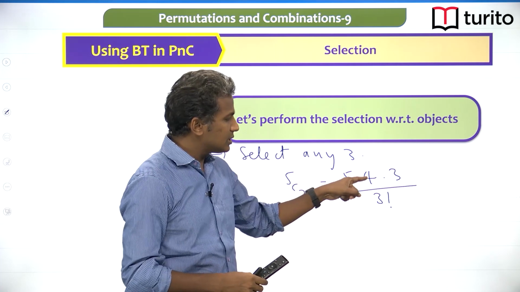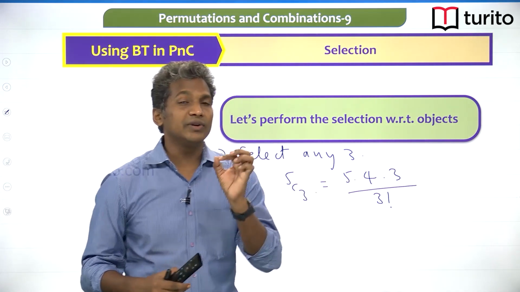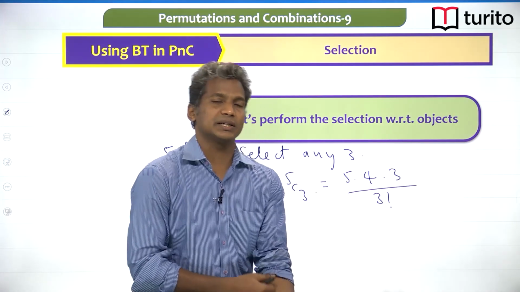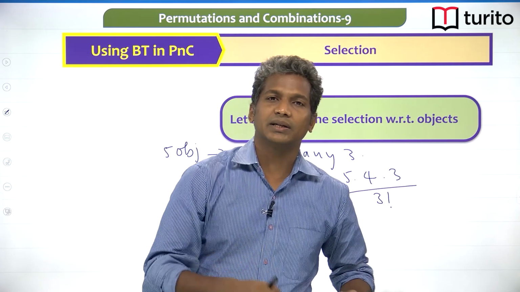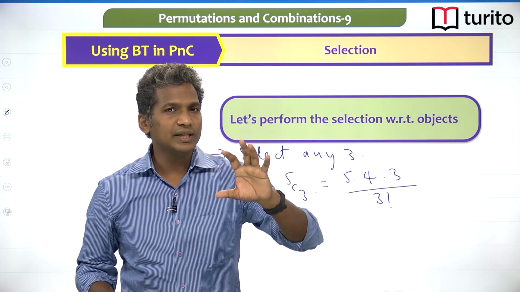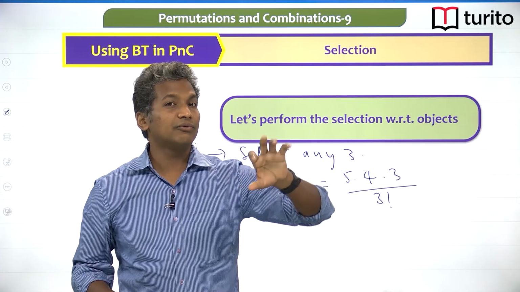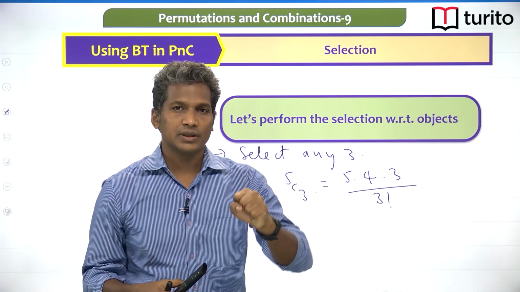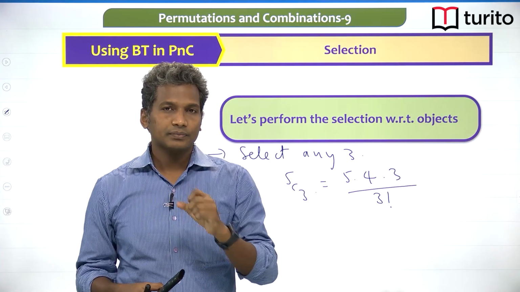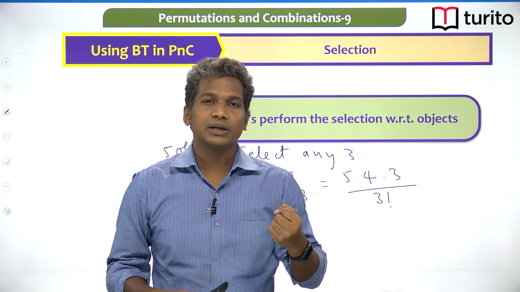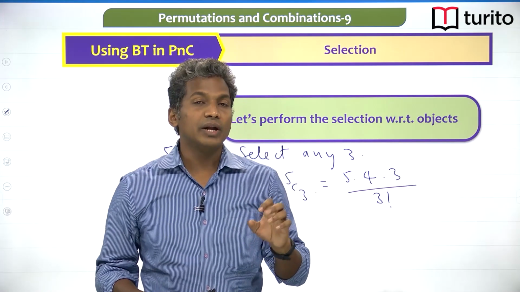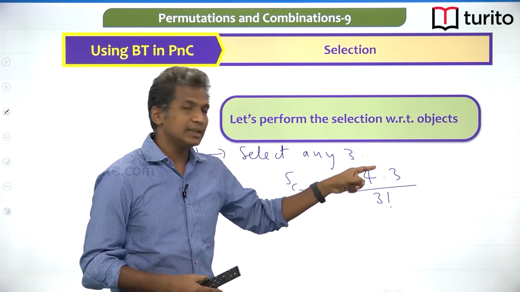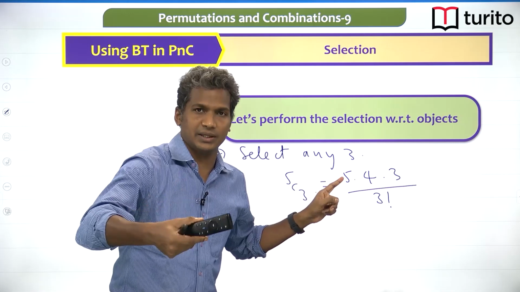What is the meaning of these numbers? As I keep saying, every number has a meaning. The first number represents the first selection. Let us say there are 5 objects here. When we select the first object, we have 5 options. So we are making the choice here. The first selection has 5 ways. Now when we are selecting the second object, we have 4 options. When we are selecting the third object, we have 3 options.